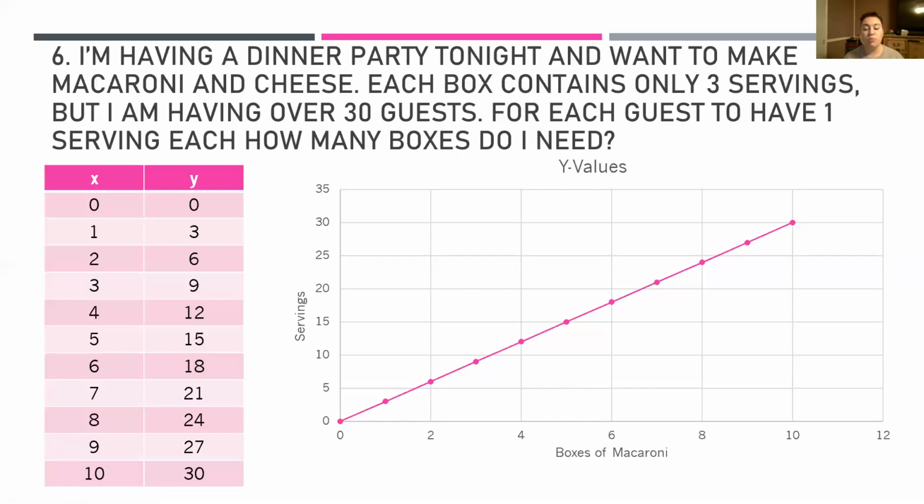So that is how you plot your points, and then the table is how you find how many boxes you'll potentially need. And the graph can also show how many boxes you'll potentially need if you would just use that and work your way up.